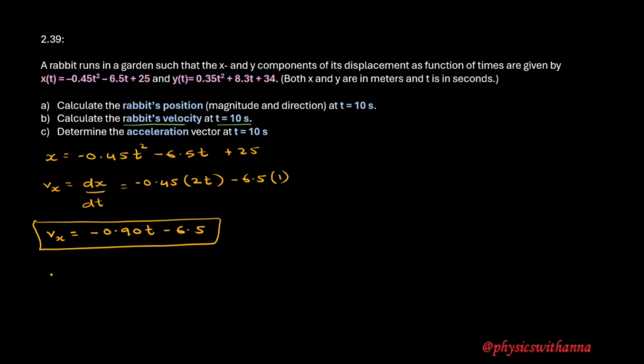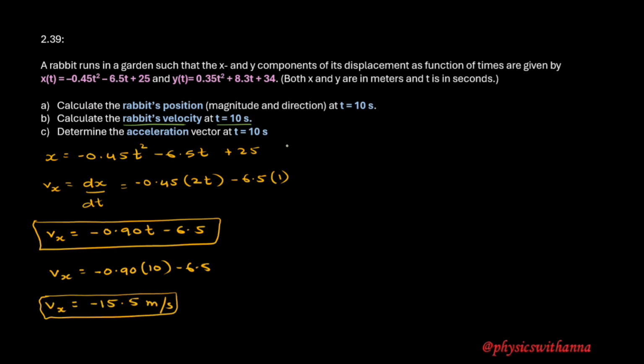Then we find the x component of velocity by substituting time t here. Time t is 10 seconds, so we substitute negative 0.90 times 10 minus 6.5. That gives you the x component of velocity to be equal to negative 15.5 meters per second. Now we do the same thing to find the y component of velocity. So we write the y component of position as 0.35 t squared plus 8.3 t plus 34.